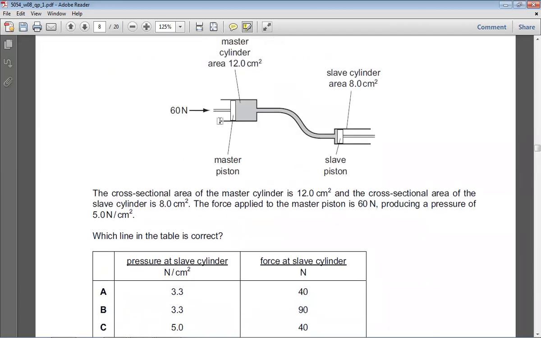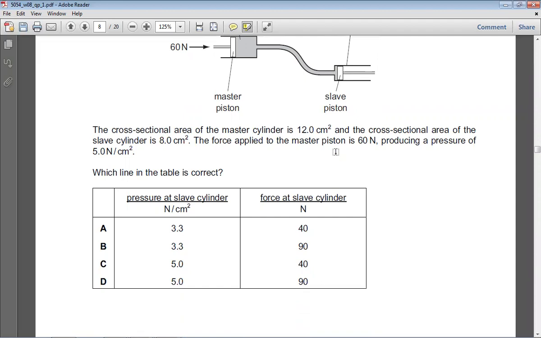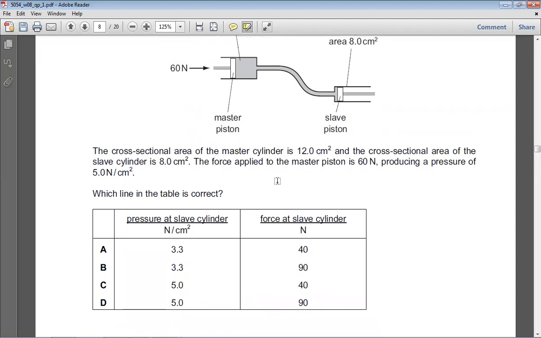Okay. So the pressure produced here will be force divided by area, and that is 5 Newton per centimeter square. Because this is oil, according to Pascal's principle, whatever pressure is produced in the oil here, the same pressure is transmitted to the slave piston. So the pressure in the slave piston will also equal the pressure produced in the master piston, and that will be 5 Newton per centimeter square. Because I know the area of the slave piston and the pressure produced in it, I can calculate the force produced in the slave piston.